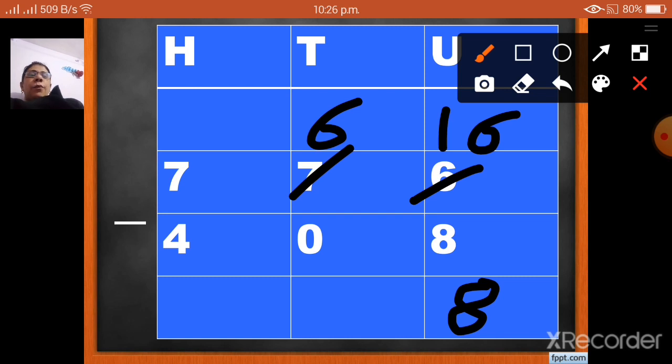6 minus 0 will be 6. 7 minus 4 will be, after 4, 5, 6, 7, so 7 minus 4 will be 3. So when we subtract 776 minus 408, we get our answer 368.